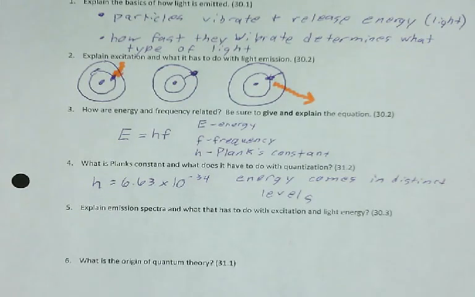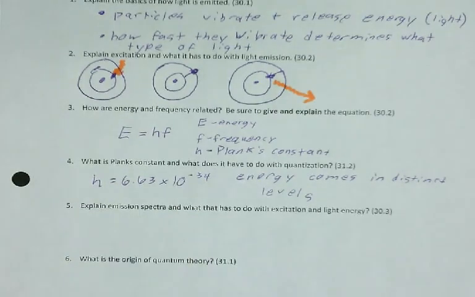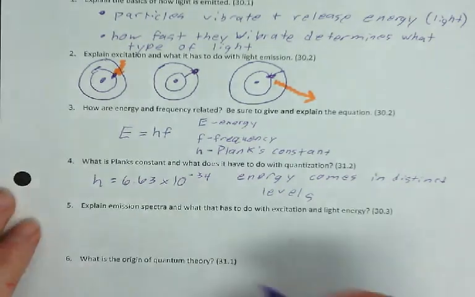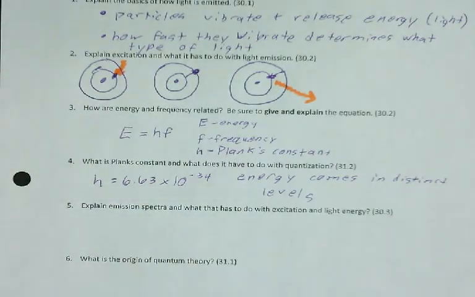Okay, emission spectrum and what it has to do with excitation and light energy. This is a demo I'm hoping to do for you, but I can't find the stuff for it yet. So basically what emission spectra are is when you excite particles, they only give off specific colors. They don't give off a rainbow. They give off very specific colors. And that has to do with what the material is and how much energy it has.